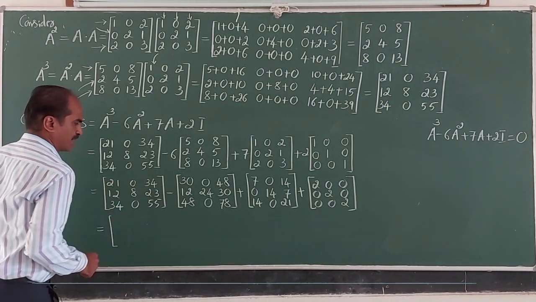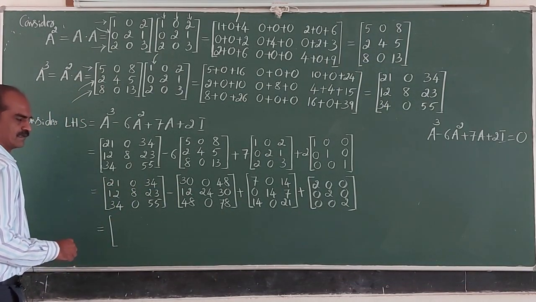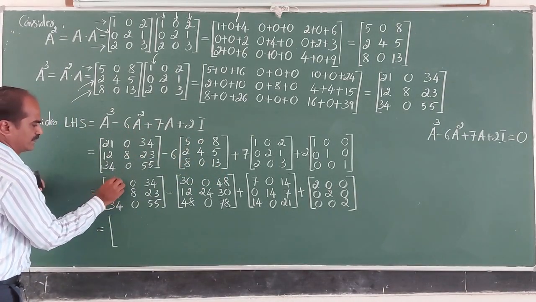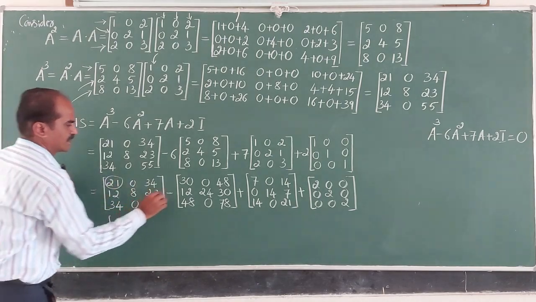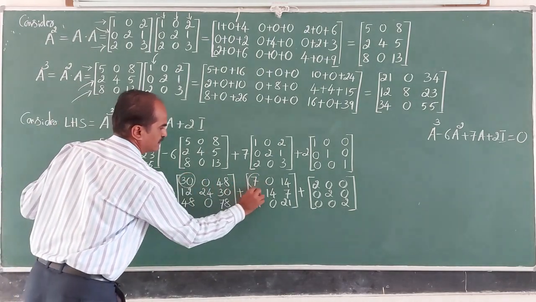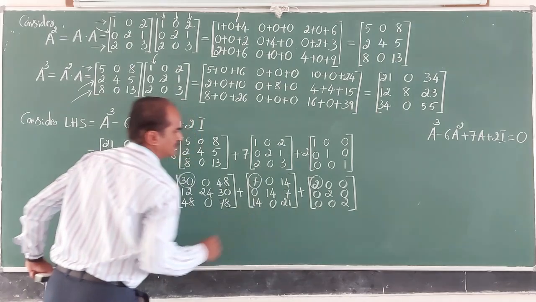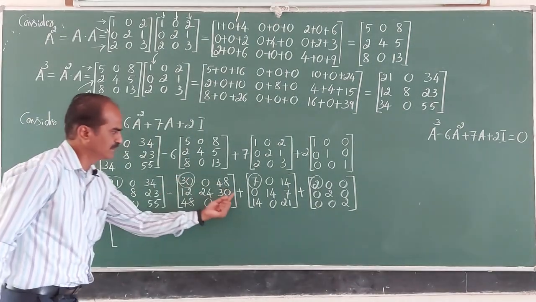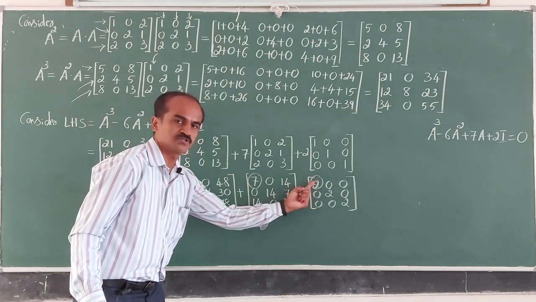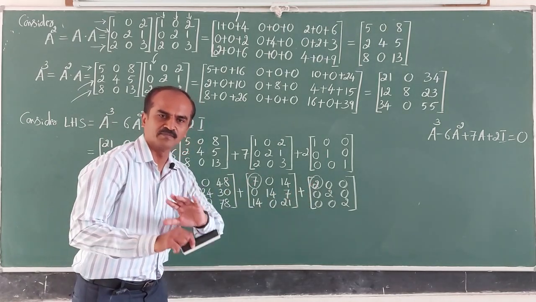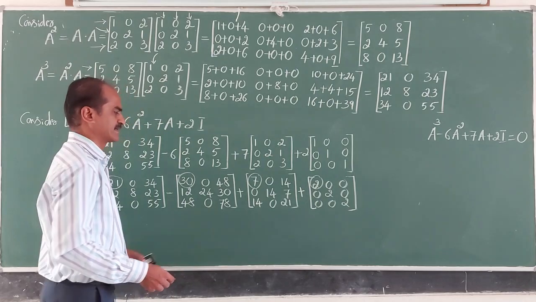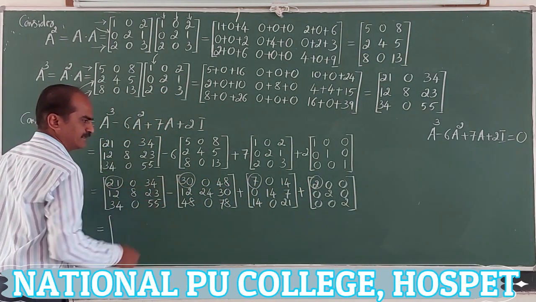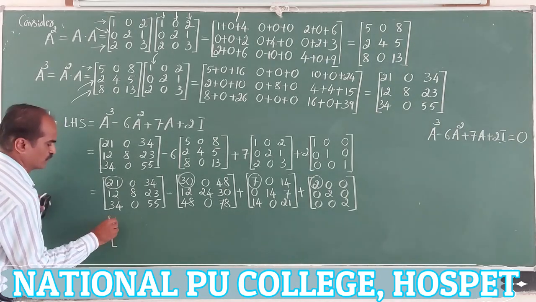21 minus 30. Otherwise, straight away we can operate these matrices. Take the corresponding elements: 21, 30, 7, 2. How to operate them? 21 minus 30 plus 7 plus 2. Like this, you will be able to get straight away the resulting matrix. 2 plus 7, 9. 9 plus 21, 30. 30 minus 30, 0.